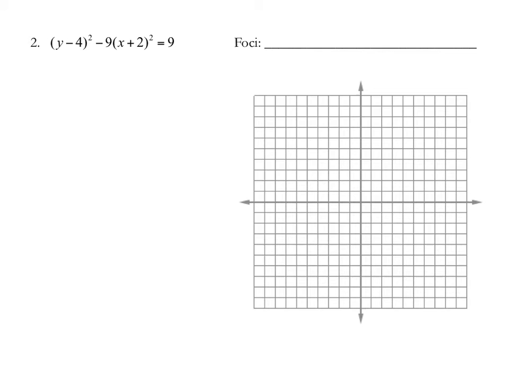Alright, first step in this next one is going to be to make sure that it equals 1, so I'm going to divide by 9 first. So we're going to get y minus 4 squared over 9 minus x plus 2 squared over, I'm going to keep that a 1 so I know where to move, equals 1.